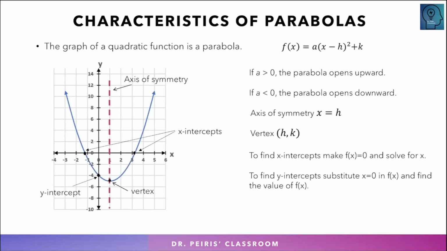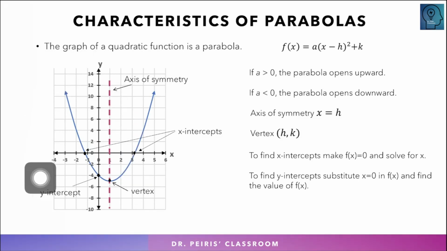Now let's see what the characteristics of parabolas are. Basically, if we graph a quadratic function, it gives a parabola. This is a parabola which opens upward, and here is the axis of symmetry. If you look at the graph, the parabola is symmetric about this axis of symmetry, and the bottom point is the vertex because this opens upward. In some cases we will have parabolas going like this.